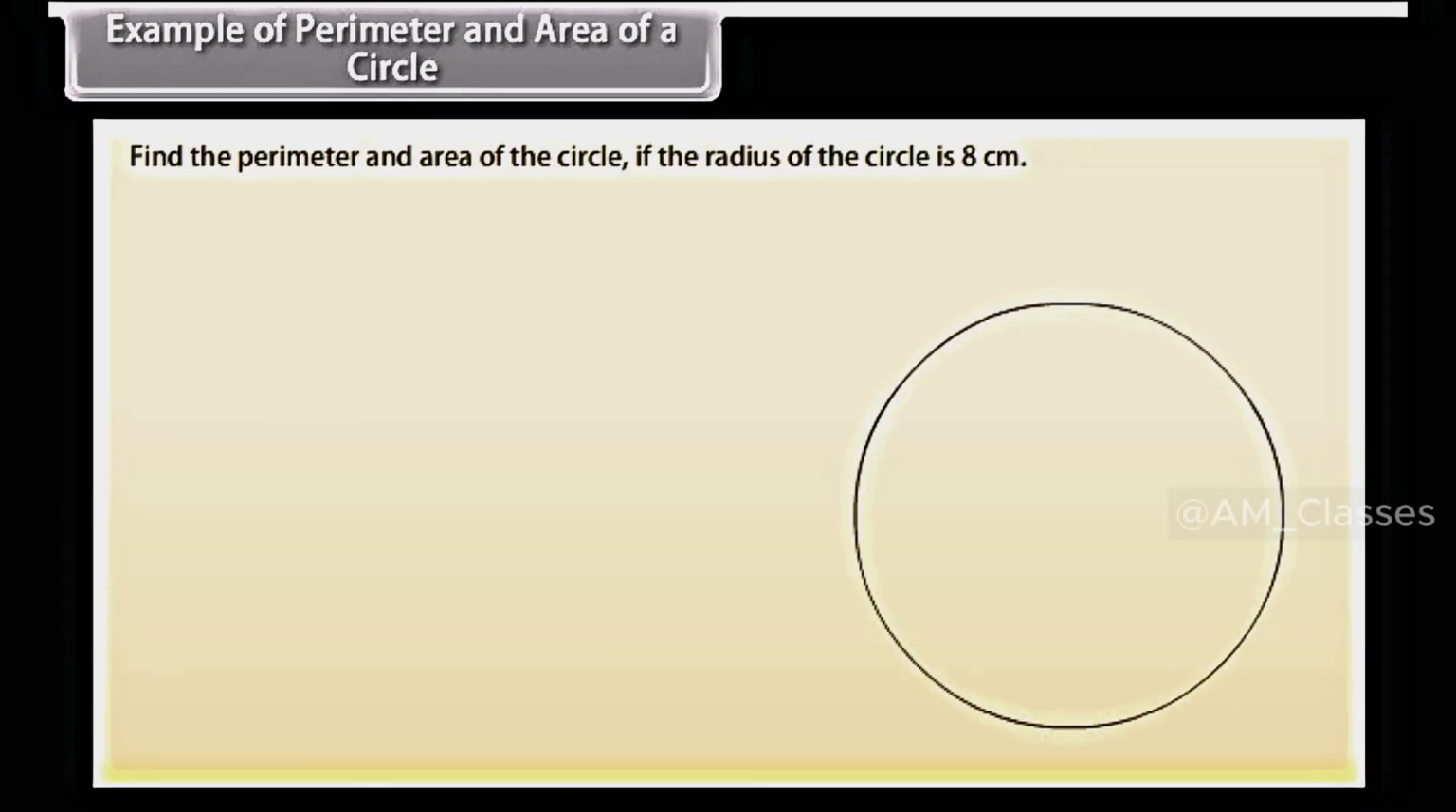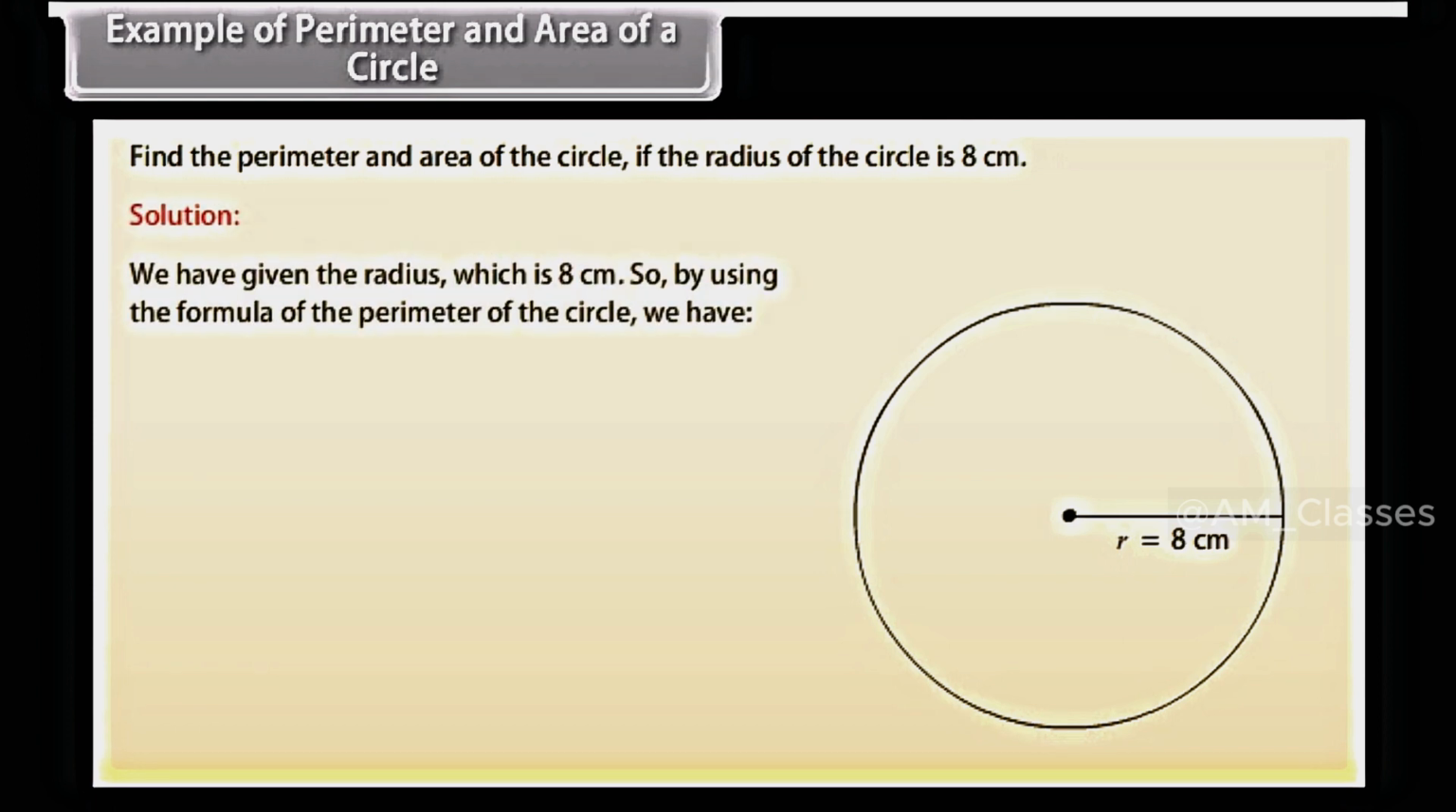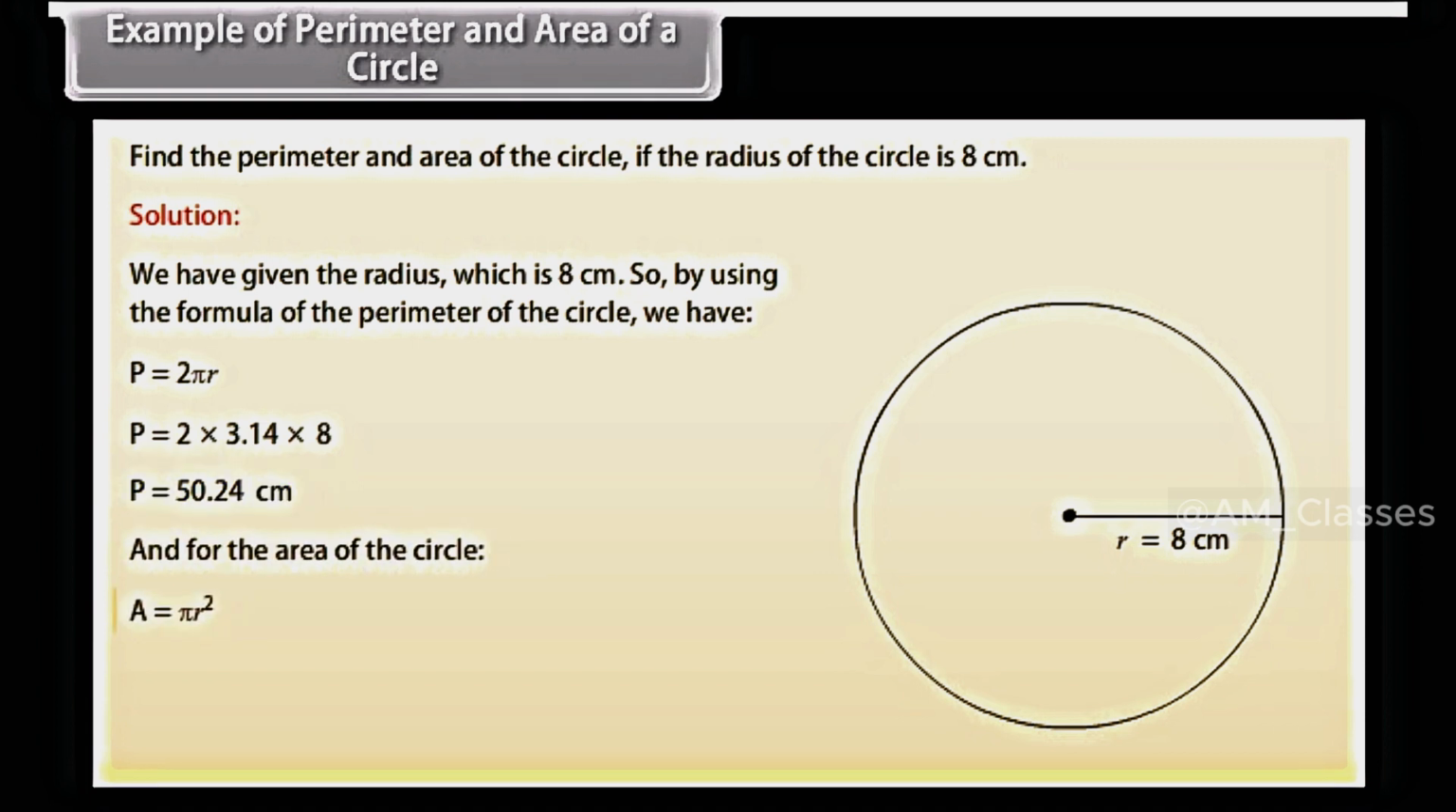Example 2. Find the perimeter and area of the circle if the radius of the circle is 8 cm. Solution. We have given the radius, which is 8 cm. So, by using the formula of the perimeter of the circle, we have P is equal to 2 pi r. P equals 2 into 3.14 into 8. P equals 50.24 centimeter. And for the area of the circle, A is equal to pi r square. A equals 3.14 into 8 square. A equals 200.96 centimeter square.